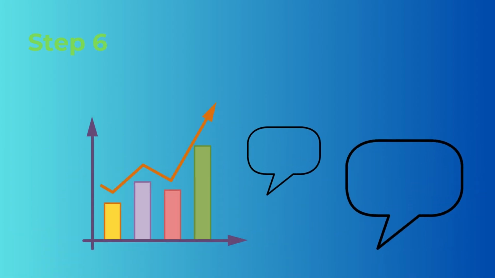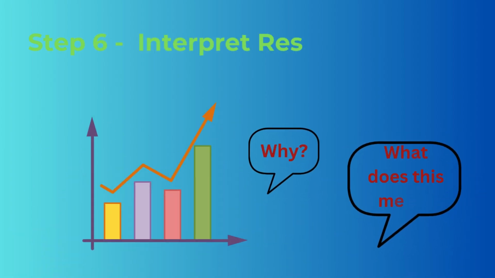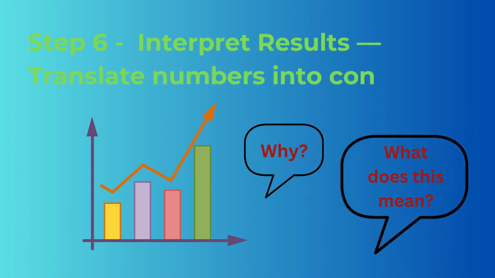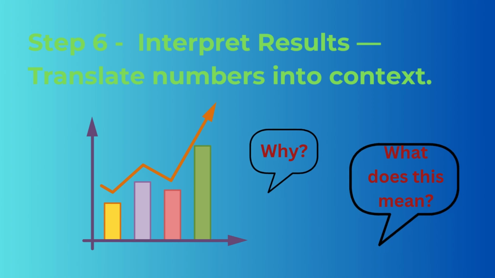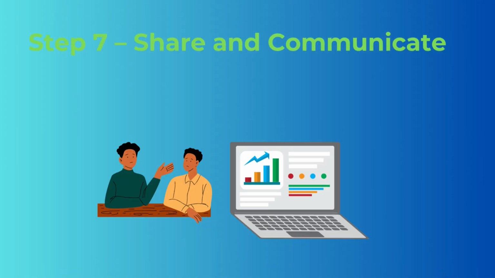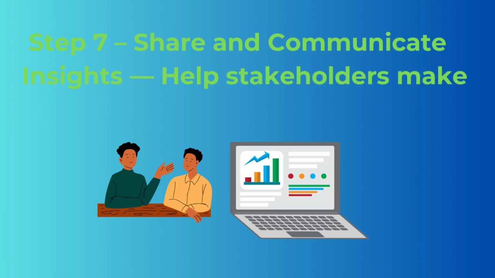Step 6. Result interpretation. Numbers don't mean much until you explain them in context, such as, did sales really increase because of promotion or was it just seasonal demand? Final step is insight sharing or communication. You present your findings in reports, dashboards, or presentations so others can act on them. That's the full cycle from asking a question to providing an actionable answer.